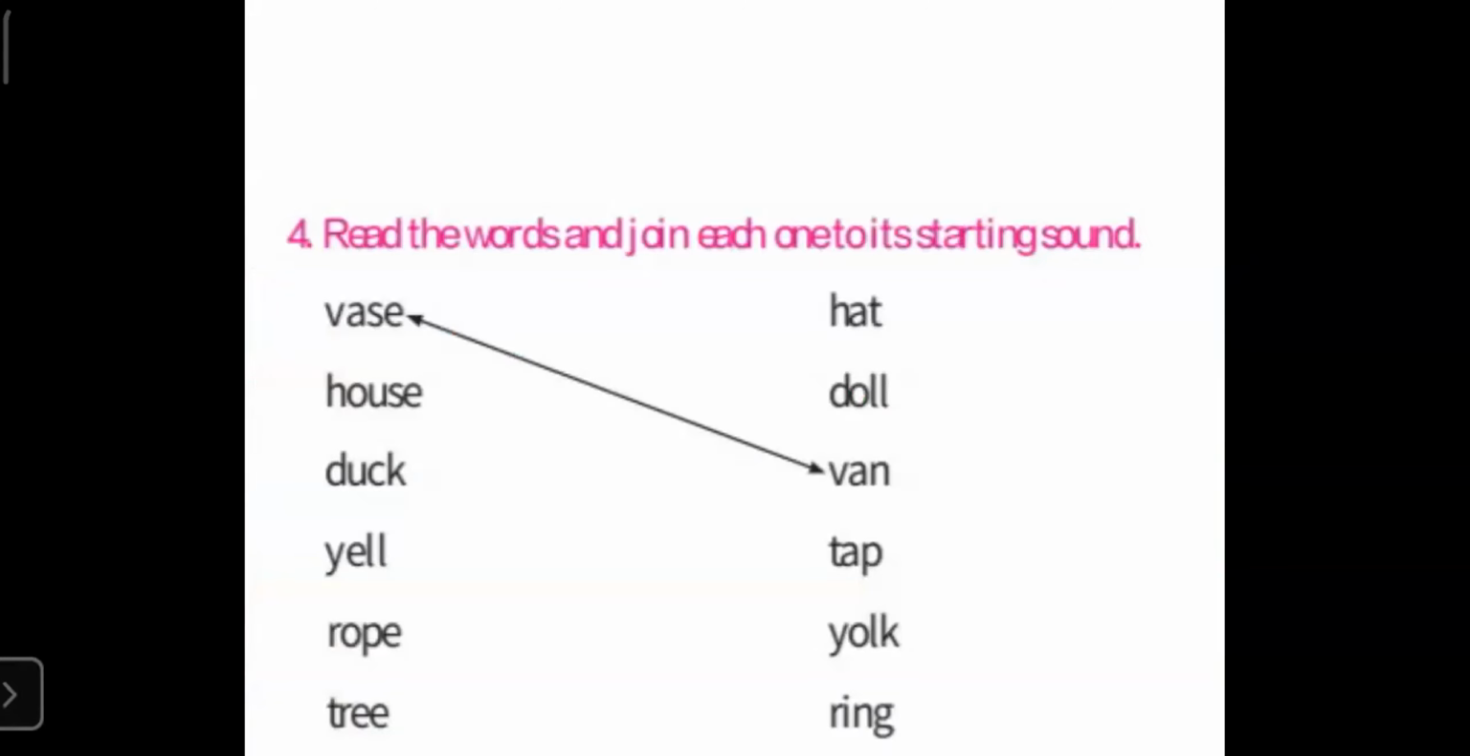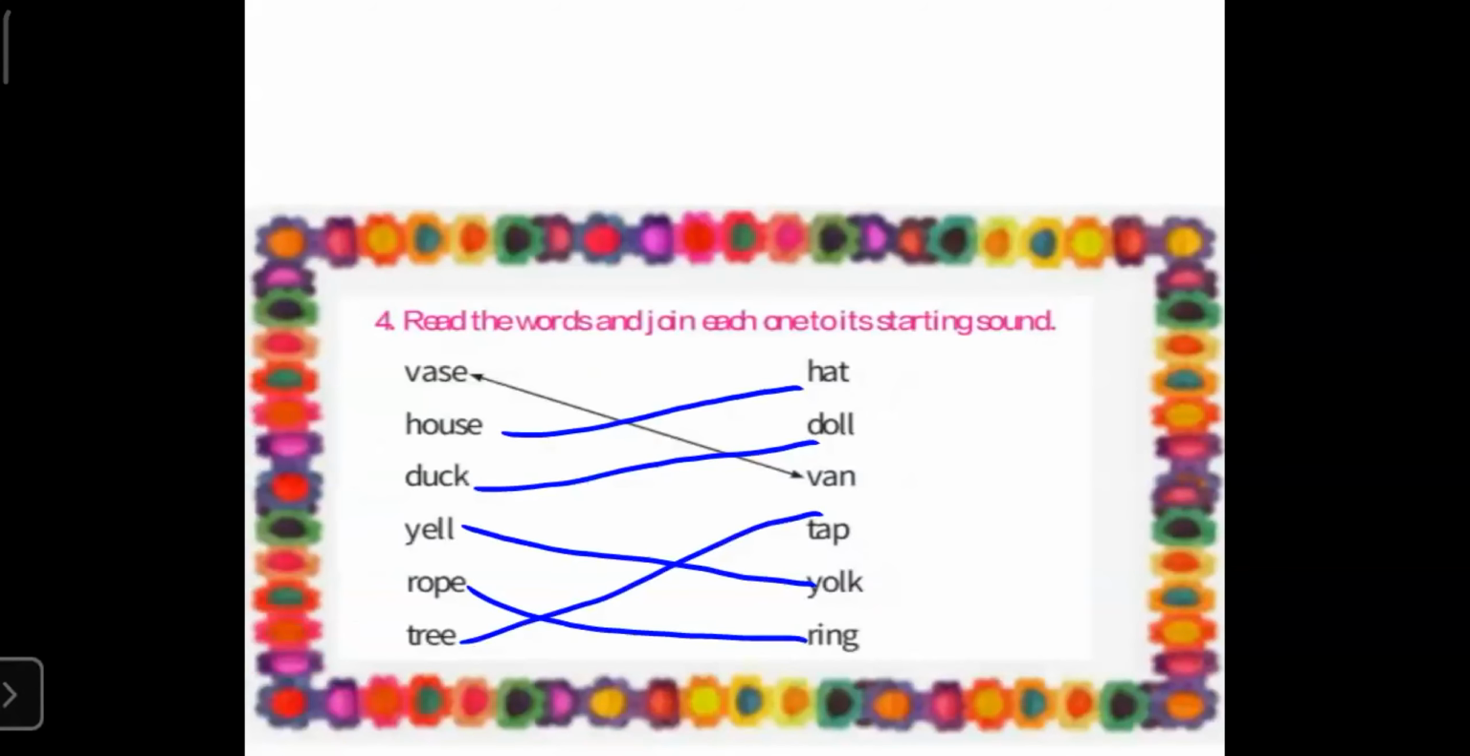Students, we also learned how to match words beginning with the same sound. First one is already done for us. Was and van match with each other because they start with the same sound V. House and hat match with each other because they start with the same sound H. Duck and doll match with each other because they start with the same sound D.